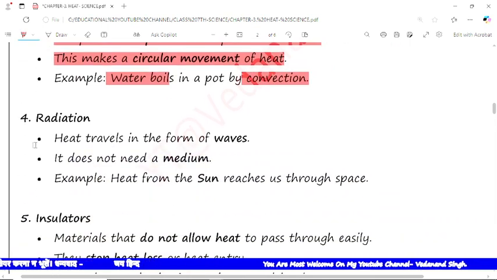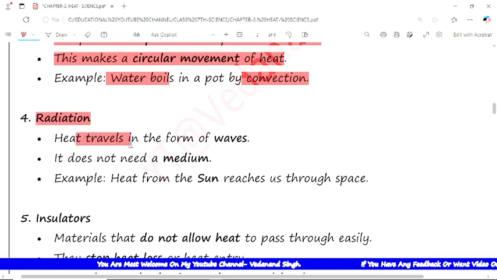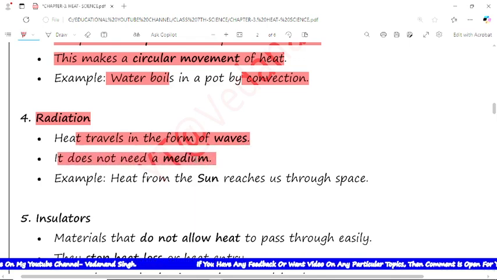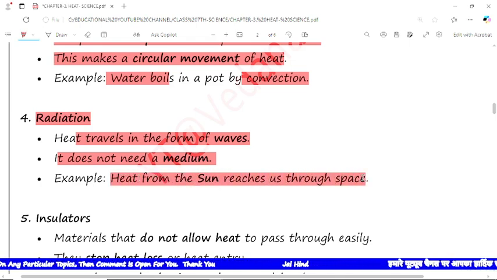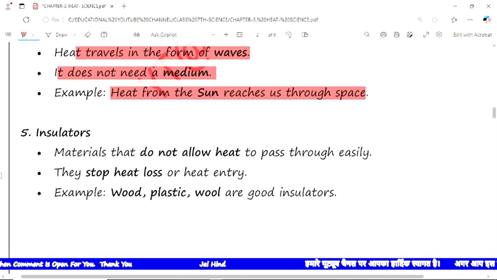Now the next is radiation. Heat travels in the form of waves. It does not need a medium for radiation; there is no need for a medium to travel. Along with this, an example is heat from the sun reaching us through space. It does not require any medium.